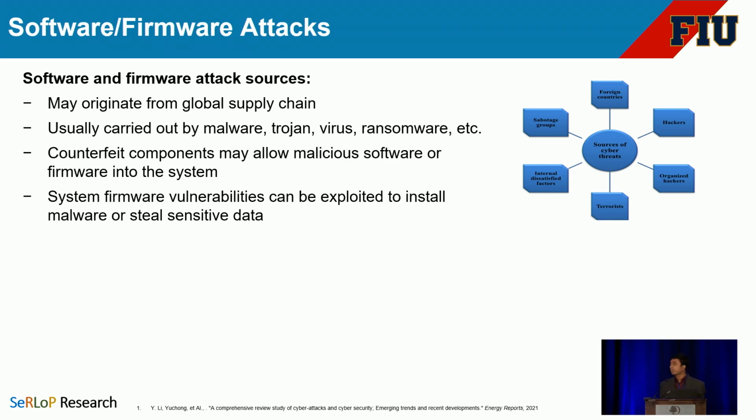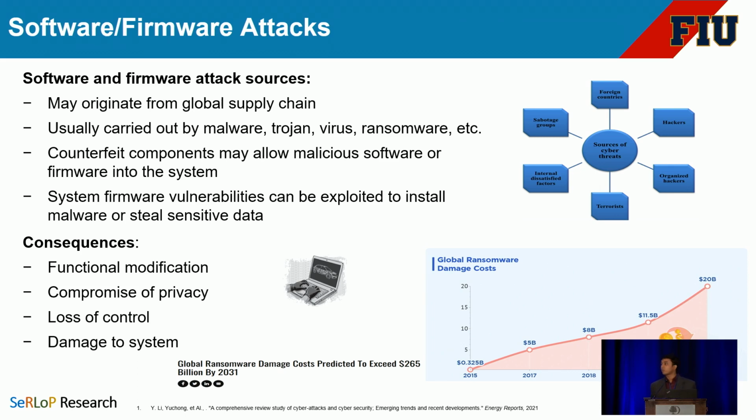So recent cyber attacks on embedded devices highlight the urgent need for protection against malware and preserving software privacy. These cyber attacks may originate from multiple sources, including foreign countries, terrorists, hackers, and even the global supply chain. In addition to these attacks, counterfeit devices may allow malicious firmware or software into the system, and then the system firmware vulnerabilities can be exploited to install malware or steal sensitive data. And the consequence may result in functional modification, compromise of privacy, loss of control, and even damage to the system.